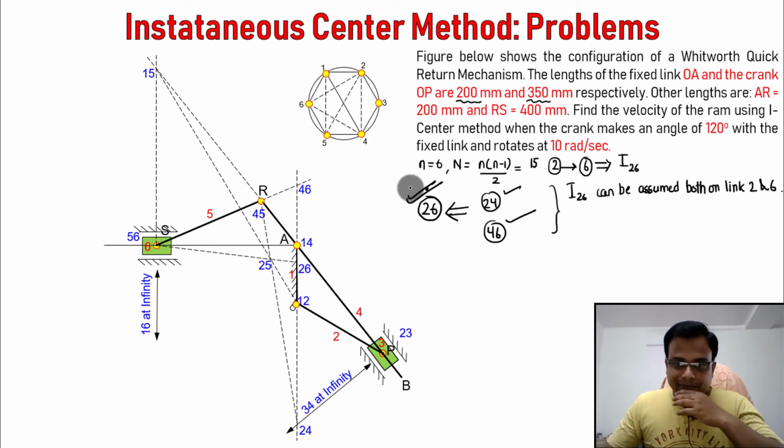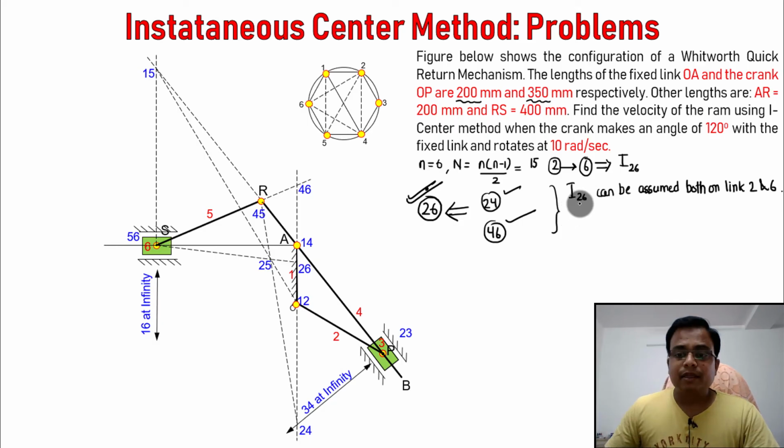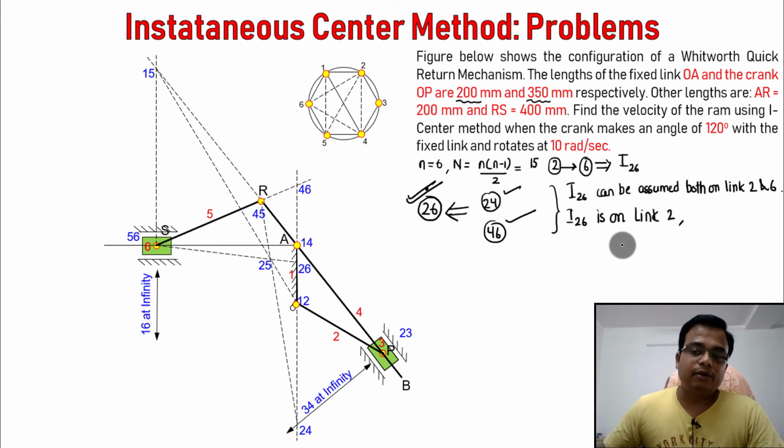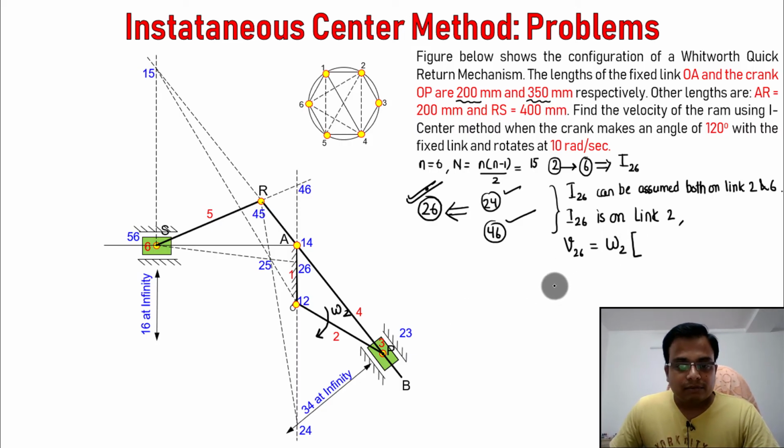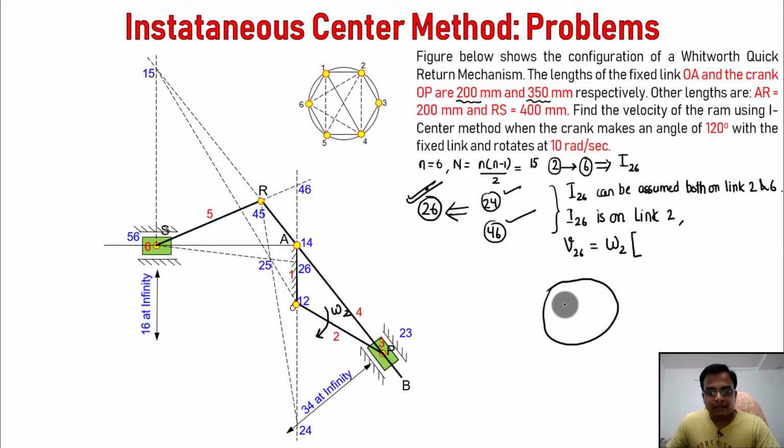How to approach? Let's say we are assuming initially that eye center 2 6 is on link 2, and let's start making the calculations. In that case, the velocity of eye center v26 is going to be equal to omega 2. This is going to be omega 2, by the way. Let's say this is in the clockwise sense. Omega 2 multiplied by. So it's something like this. Let's say this is the disk and it is rotating about this eye center 1 2.